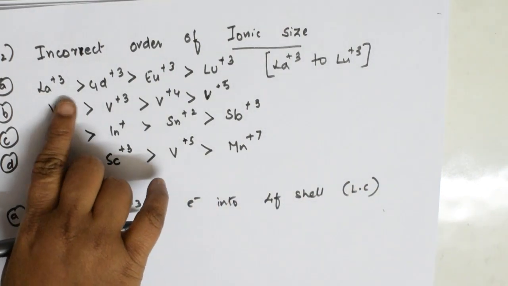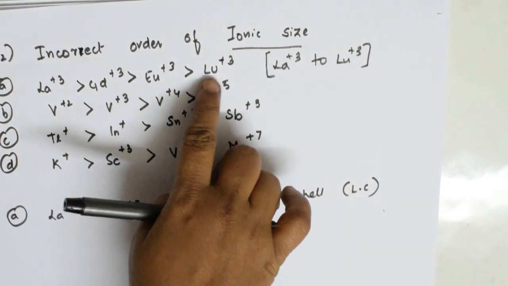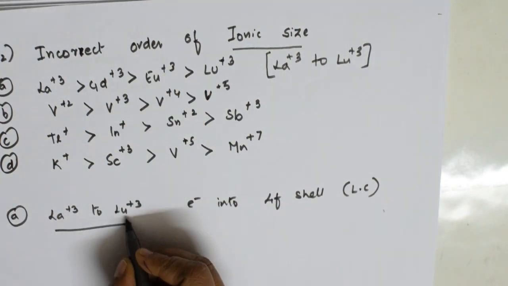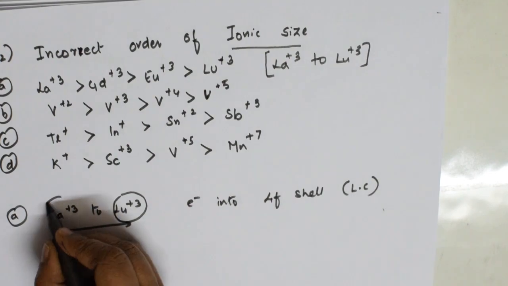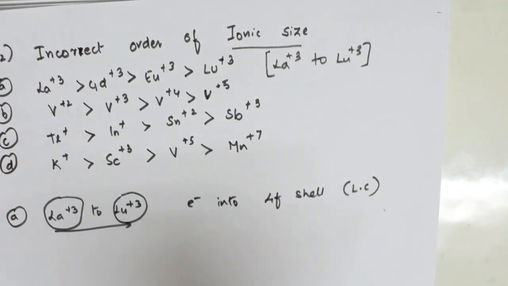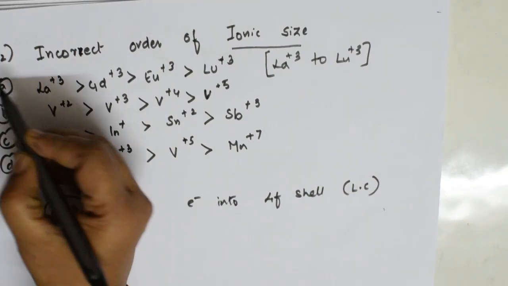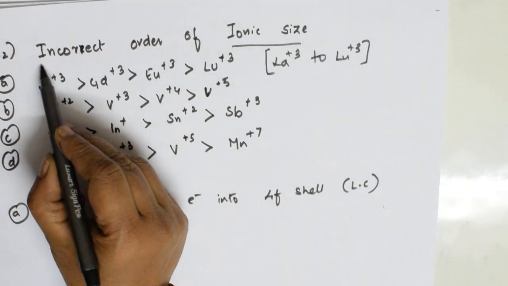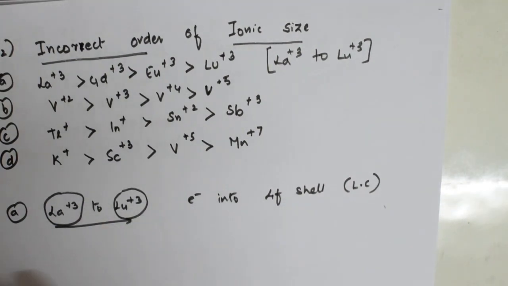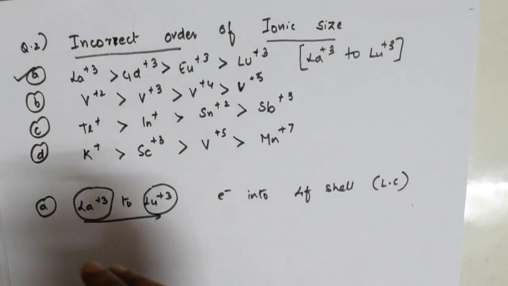Now see here, lanthanum is correctly given. So as we go from left to right, from here till here, this will become smaller, this is larger. See here, they have given larger, smaller, smaller, smaller. So this is the correct option. Now we need to find which one is incorrect. We have to check the incorrect order. That is what is important. Correct is not required to tick. Done. Let us see the next one.